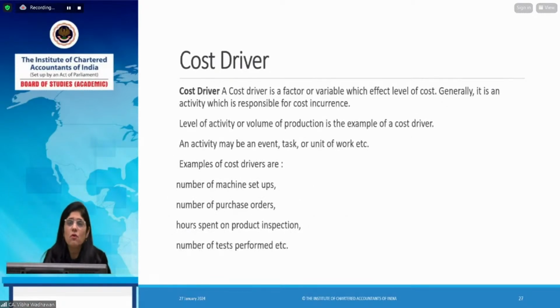Cost driver. Now, what is a cost driver? Cost driver is the factor which is responsible for computing the cost. Clear? So a cost driver is a factor or variable which affects the level of cost, because of which cost is incurred. So number of machine setups, जितना भी machine setup करोगे उसकी वजह से cost आएगी. So machine setup is the cost driver. Number of purchase orders. Cost of purchase is because a purchase order is there. जितना purchase order होगा उतना cost of material ज्यादा होगा. So purchase order is the cost driver.